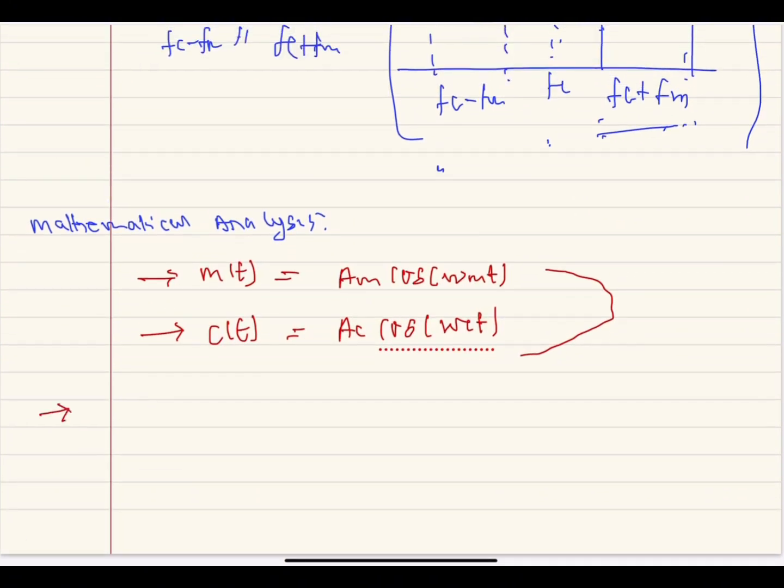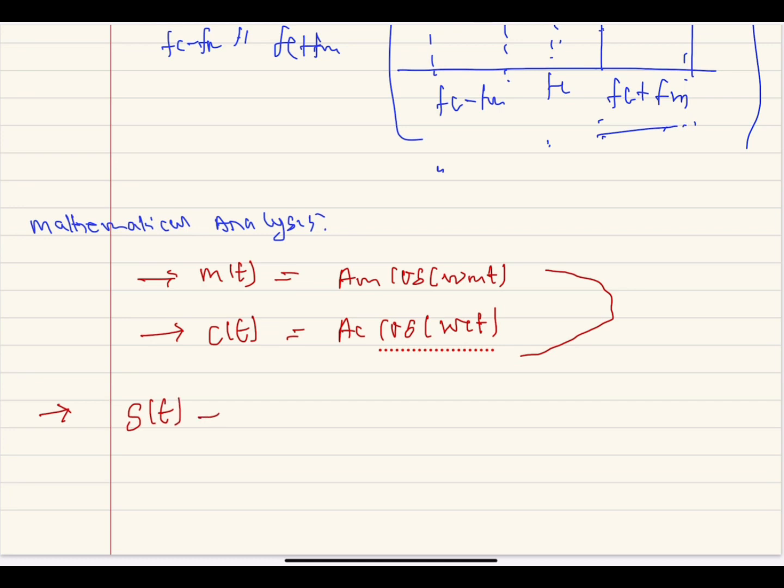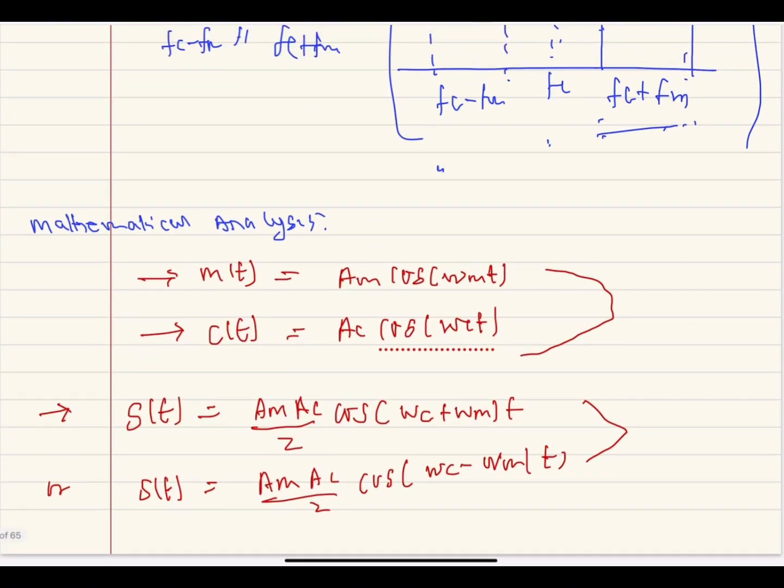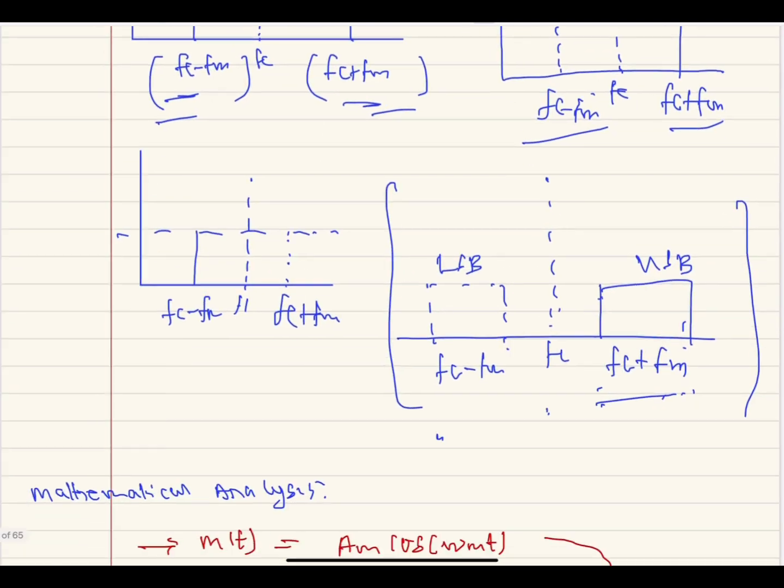At the end of the day, the resultant wave that you are going to get is equal to AM AC over 2 cos of omega c plus omega m times t, or S of t equal to AM AC over 2 cos of omega c minus omega m times t. These are the various sidebands that we generated when we were doing SSBSC modulation. So for a single sideband, it's either S of t equal to this one or S of t equal to this one.